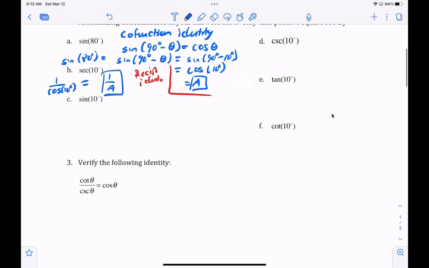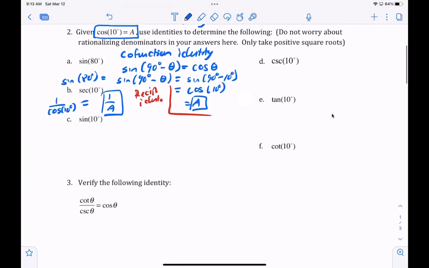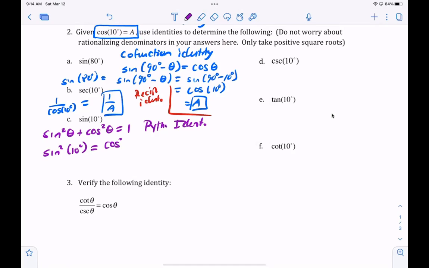How can we figure out sine 10 degrees if we know cosine 10 degrees? So here we can use the Pythagorean identity. And there are 3 of them. The one that relates sine and cosine is that sine squared theta plus cosine squared theta is always equal to 1. So we want to know sine of 10 degrees. So we would have sine squared of 10 degrees plus cosine squared of 10 degrees is equal to 1.